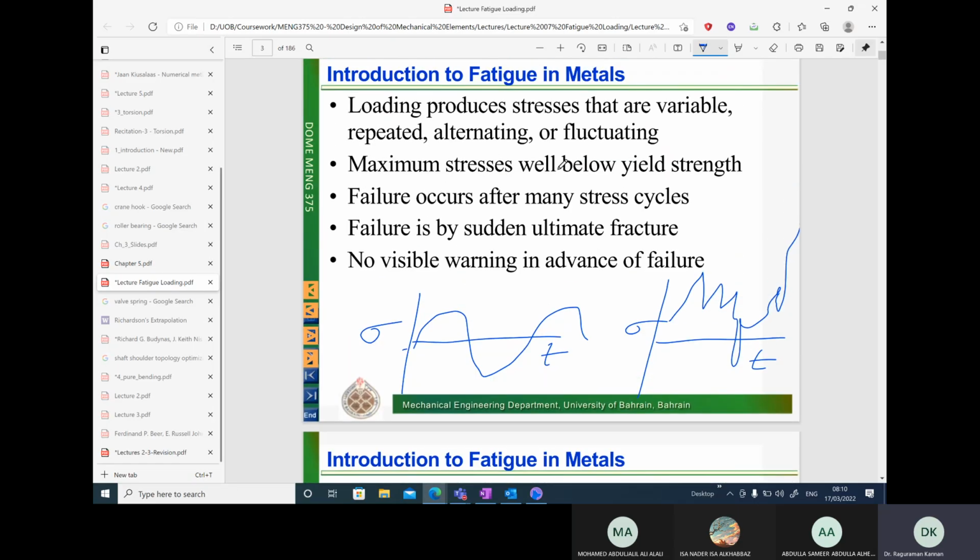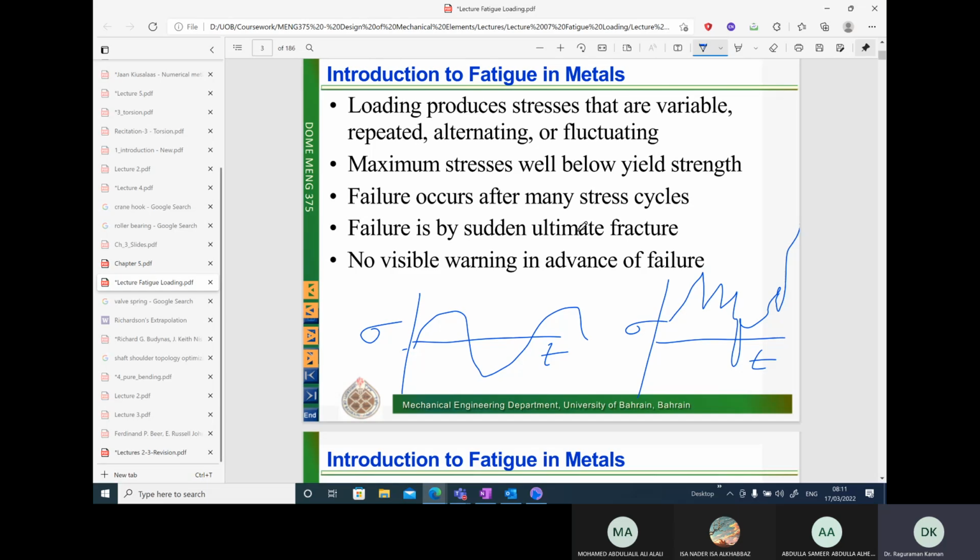Maximum stresses, when you apply in the fatigue phenomena, especially in the stress life method, you are going to see they are well below yield strength. In the strain life method, maybe close to the yield strength. So even though we apply stresses well below the yield strength on the material, still the material will fail even though it is below the yield strength. And that is why this is a very dangerous phenomenon, and fatigue could cause a failure or a fracture on it. Failure occurs after a certain number of cycles.